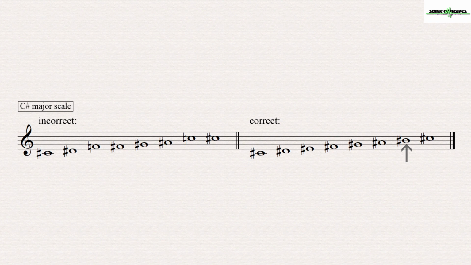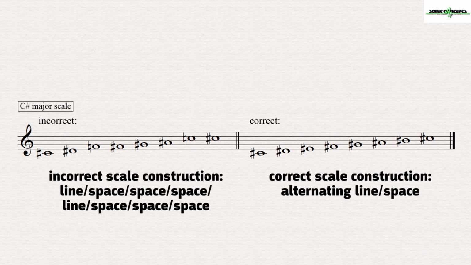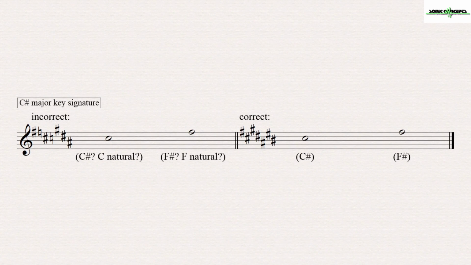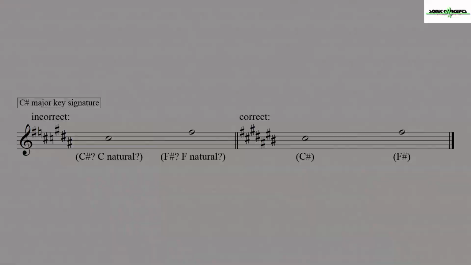These enharmonic spellings break the alternating line space or space line construction for a major scale, resulting in two notes on a space, C natural and C sharp, as well as two notes on a line, F natural and F sharp. Therefore, any key signature created from this incorrect scale construction will create issues. By being careful with your notation practices, you will avoid problems like these.